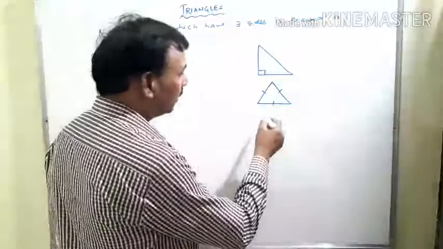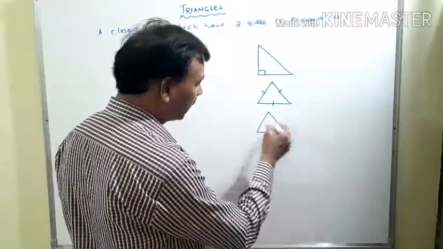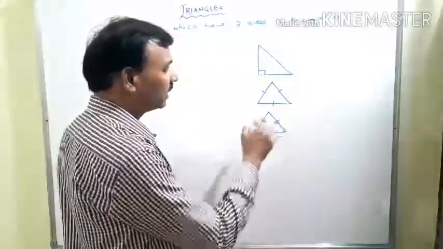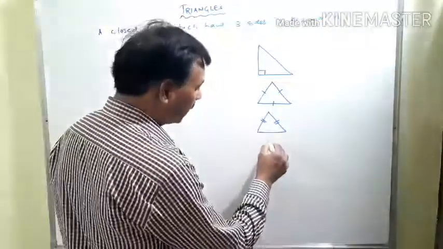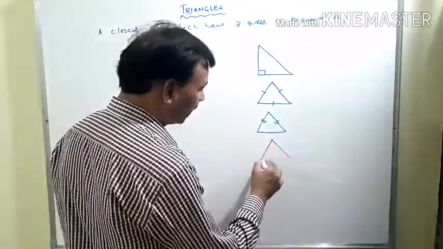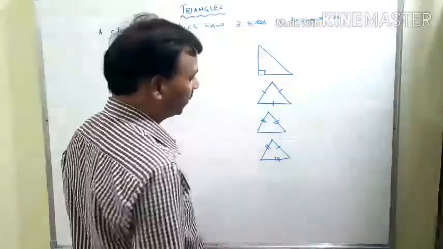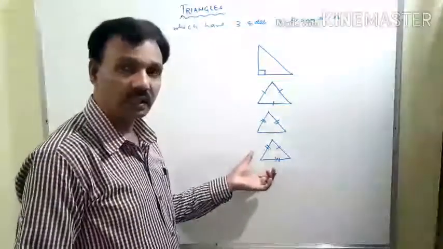And a triangle which has only two sides, any two sides equal, that means these two sides are equal, so this is the isosceles triangle. And a triangle which has all sides of different measurements is known as a scalene triangle.